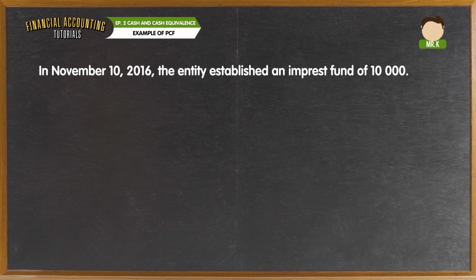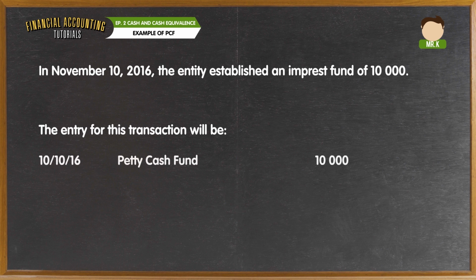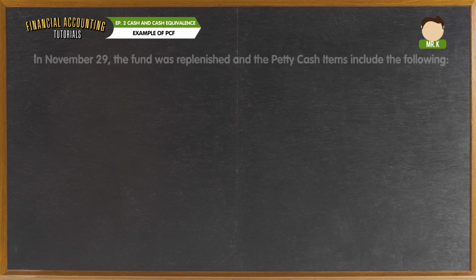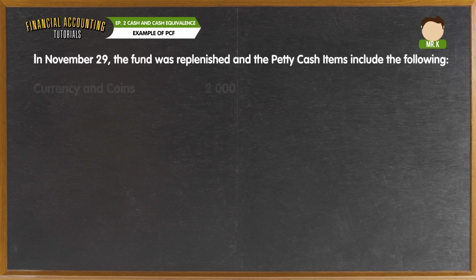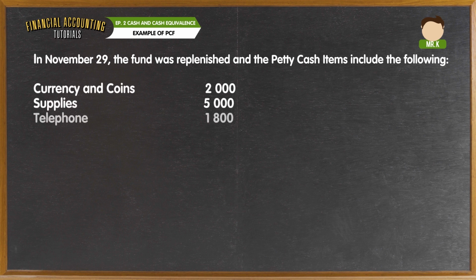On November 10, 2016, the entity established an imprest fund of 10,000 pesos. The entry for this transaction would be to debit the petty cash fund 10,000 and to credit cash in bank 10,000. On November 29, the fund was replenished and the petty cash items include the following: currency and coin 2,000, supplies 5,000, telephone 1,800, and postage 1,200.